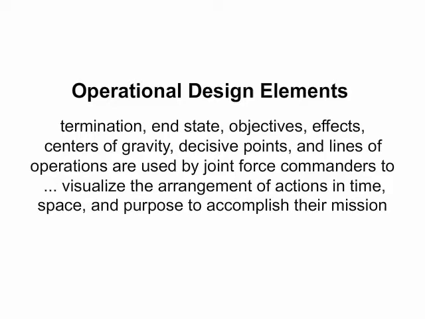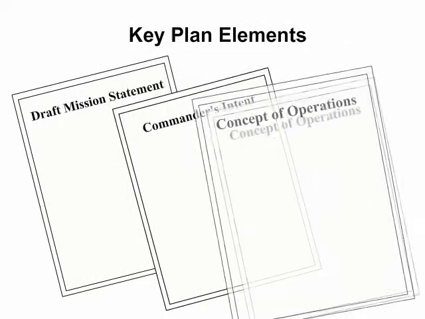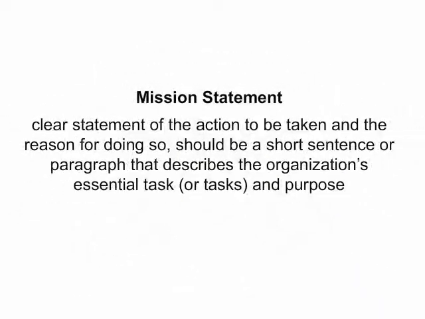The result of this process should be a framework that forms the basis for the joint campaign or operation plan and the conceptual linkage of ends, ways, and means. Key elements that result from mission analysis and the planning process include a draft mission statement, commander's intent, and concept of operations. The mission statement, which is a clear statement of the action to be taken and the reason for doing so, should be a short sentence or paragraph that describes the organization's essential task or tasks and purpose.